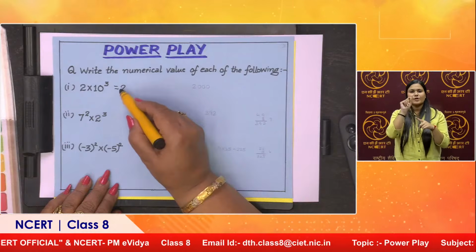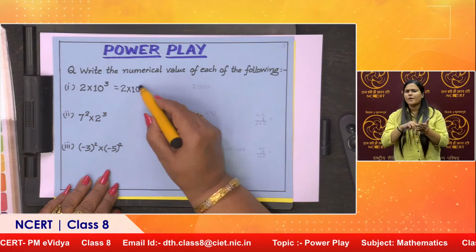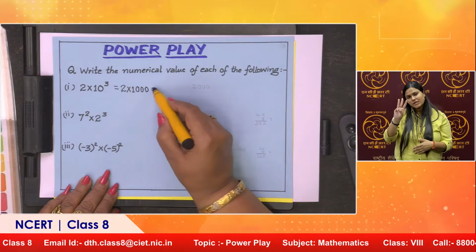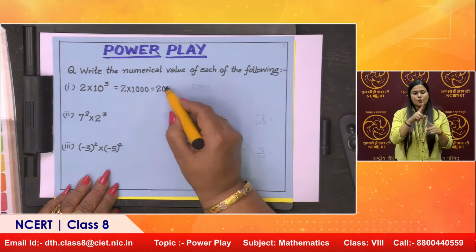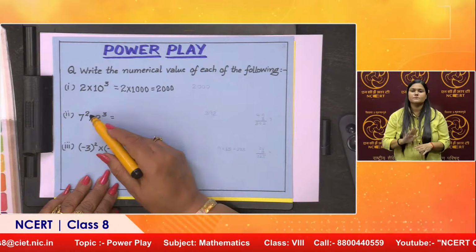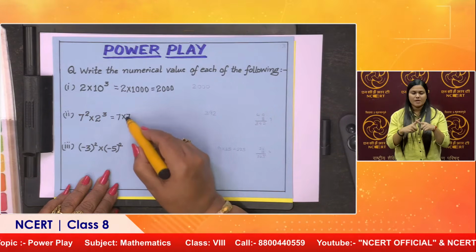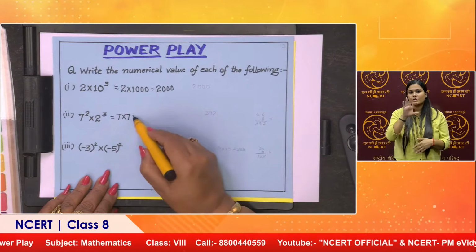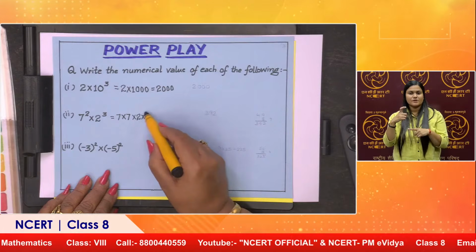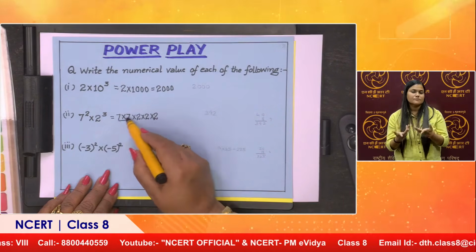2 into 10 to the power 3 means 1 followed by 3 zeros, 1000. So 2 into 1000 will be 2000. Then you have 7 squared. That means 7 is multiplied 2 times. Into 2 to the power 3, cube, means 2 into 2 into 2.